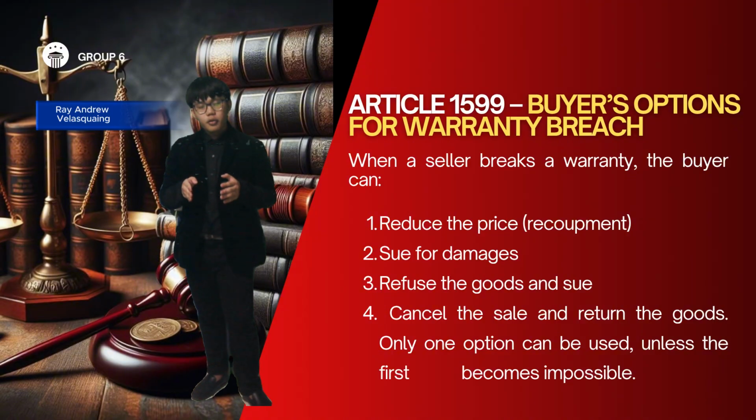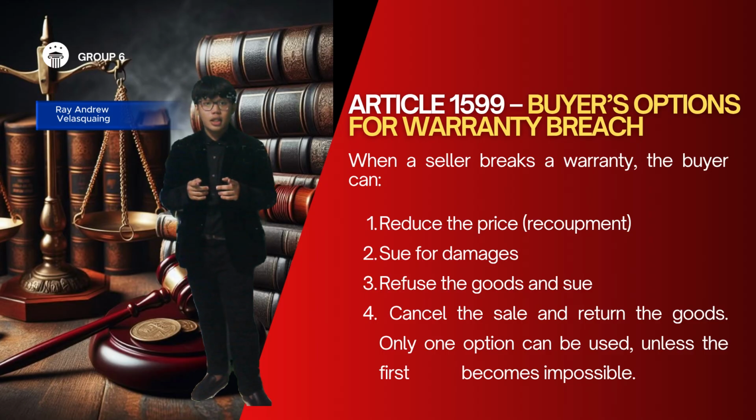Let's dive into Article 1599, which deals with what a buyer can do when a seller breaks a warranty. A warranty is basically a promise saying that the goods are of a certain quality and that the sellers legally own them. Law gives four different choices to a buyer. First, keep the goods and reduce the price. Keep the goods and sue for damages. Reject the goods and sue for damages. Cancel the sale, return the goods to get a refund. But remember, you can only pick one of these remedies. You can't mix and match.